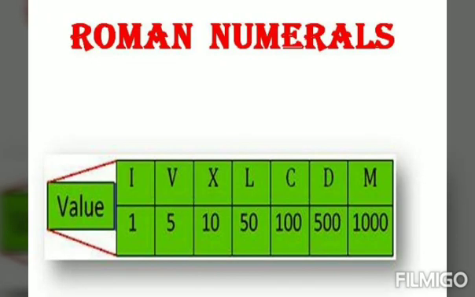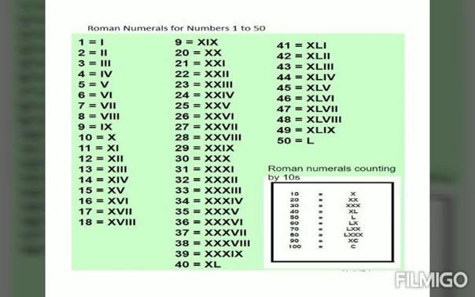Now we are going to learn about Roman numerals. In our country we are using Indo-Arabic numbers 1, 2, 3, 4. The Romans use I, V, X, L, C, D, M as their numerals. They use only 7 letters to represent all the numbers. Here is a chart which shows the Roman numerals from 1 to 50. Observe the chart and identify the Roman numbers. I means 1, V stands for 5, X stands for 10, L stands for 50, C stands for 100, D stands for 500, M stands for 1000.